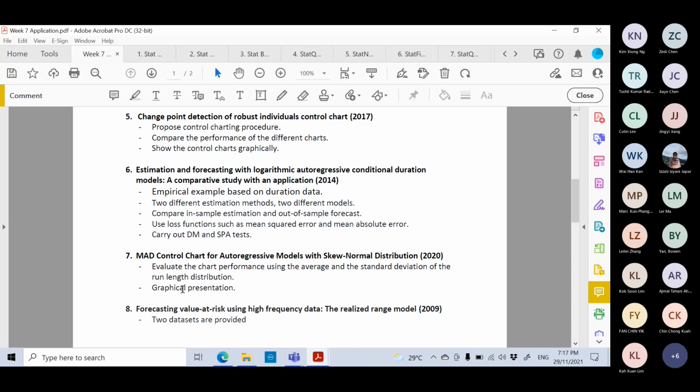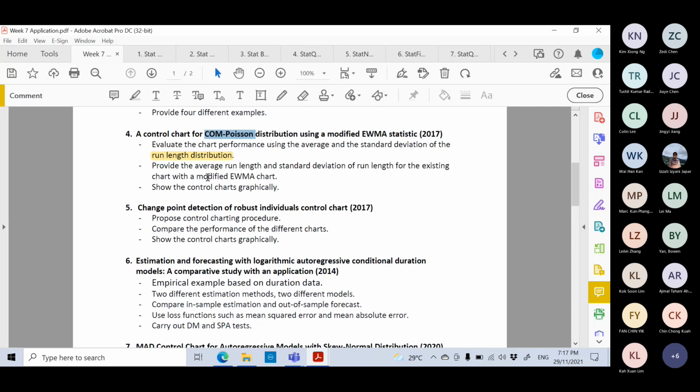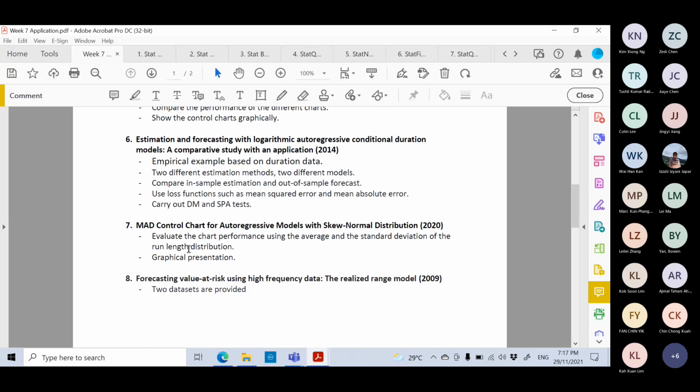After that, they also show the graphical presentation. So these three papers will consistently show you the different control charts to illustrate what the performance of your control charts is. So that one will be the paper number 7.